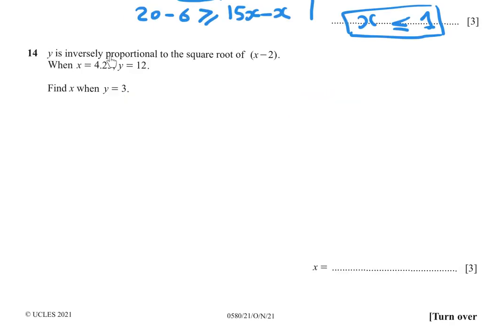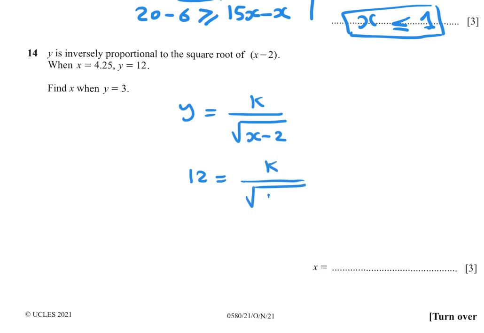Number 14, y is inversely proportional to the square root of x minus 2. When x equals 4.25, y equals 12. Find x when y equals 3. So inversely proportional, this means y equals k over the square root of x minus 2. To find k, put x equal 4.25 and y equals 12. So 12 equals k over the square root of 4.25 minus 2.